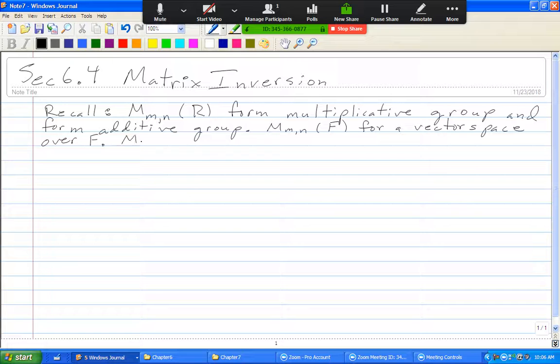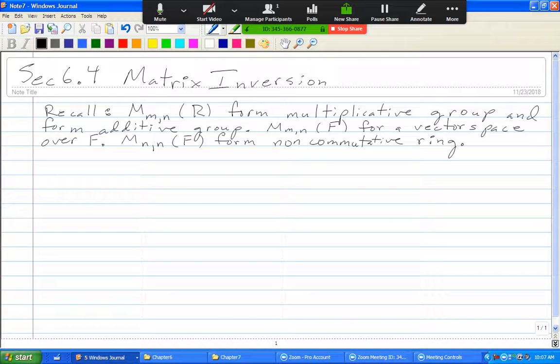And n by n matrices, let's say over a field, form a non-commutative ring. So the problem with this is that even if you have n by n matrices, you can multiply n by n matrices together, but you don't necessarily have an inverse.